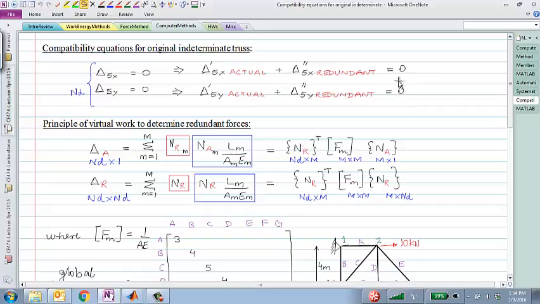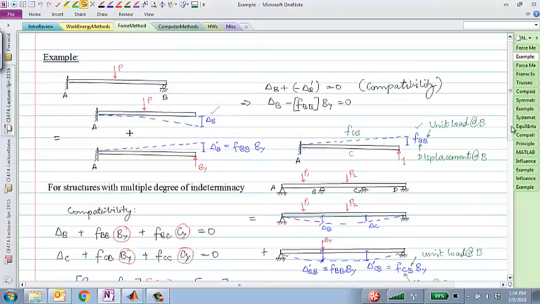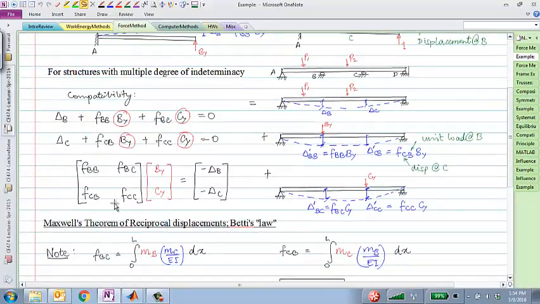These two compatibility equations are an exact analog of this type of a compatibility equation where we had two redundant unknowns. So I had two compatibility equations. I expressed them in terms of a matrix, and then I was able to solve for the redundant unknowns. That's what I'm trying to do with MATLAB in an automatic fashion now. Okay, so let's see how do we do that.